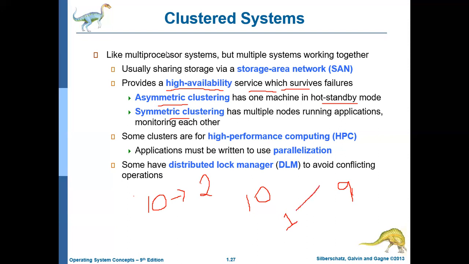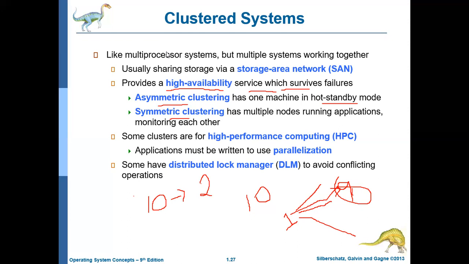It will just be observing all these 9 computers, whether they are working properly or not. If any one of these 9 computers fails, then this computer will take that particular job. It will play the role of the computer which has failed. That type of clustering is called asymmetric clustering.